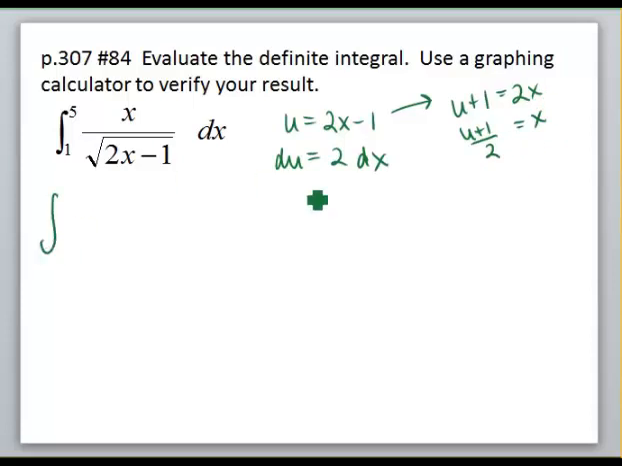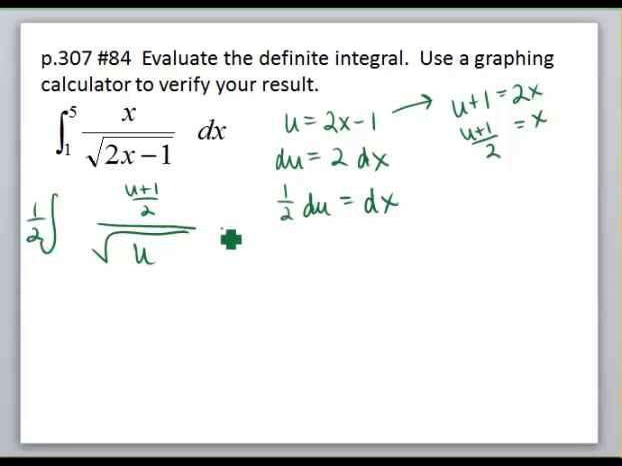So now I'm going to go ahead and start to rewrite this. So I would have the x part up top as being u plus 1 over 2 all over the square root of u. I only want a dx, so I'm going to have to move my 1/2 to the other side. So I have 1/2 du. This is an absolute mess right now, so we're definitely going to be needing to do some simplifying.